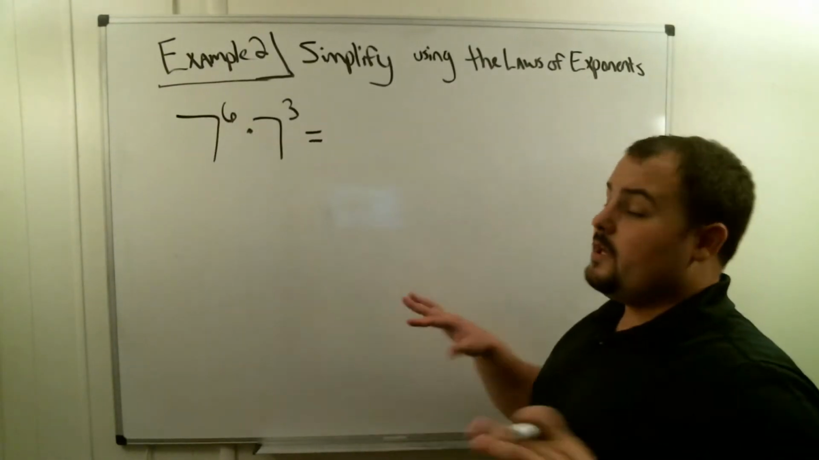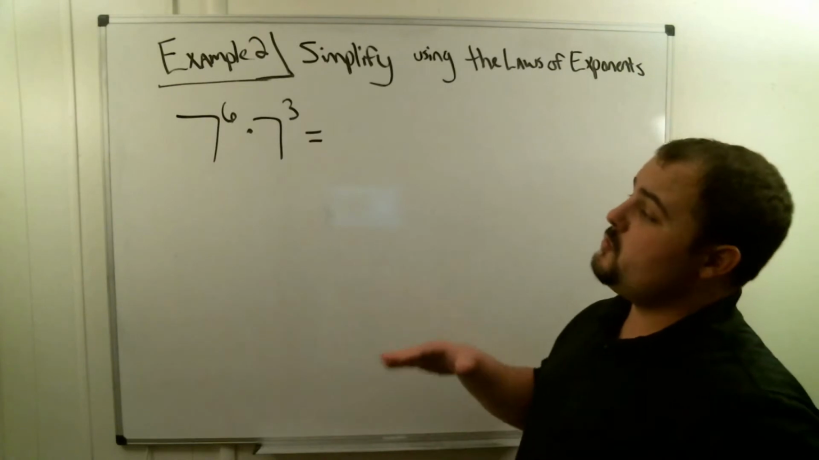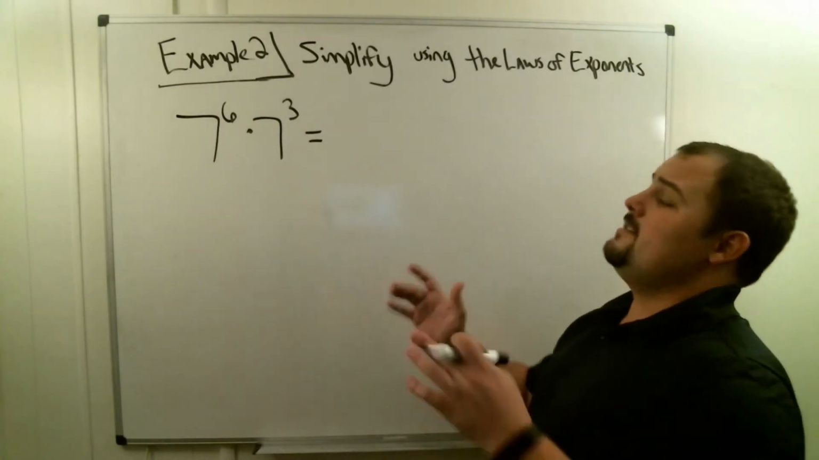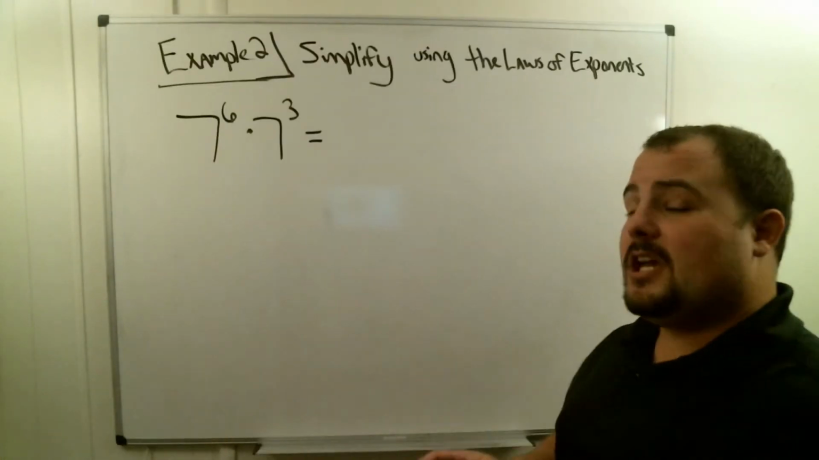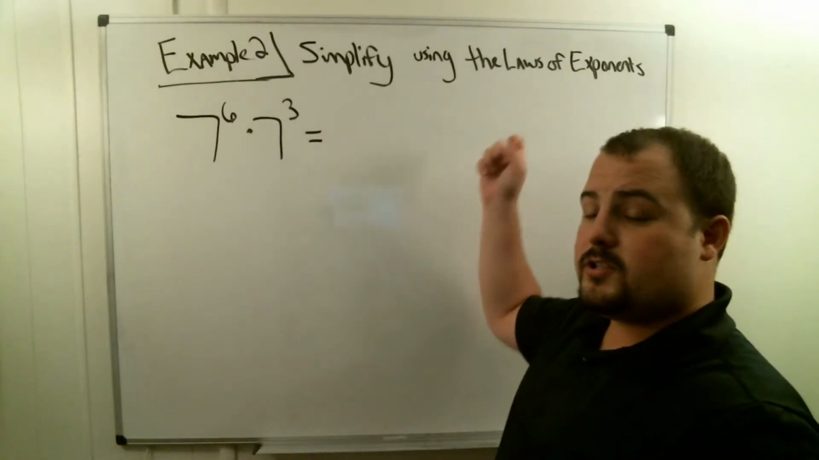In example 2, we have something a little bit different than the first. This one has 7 to the 6th power times 7 to the 3rd power. Again, we can follow the same rule. That's our laws of exponents.